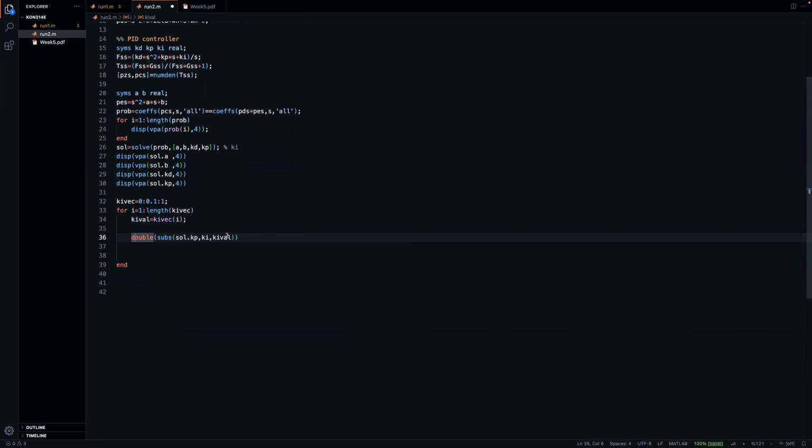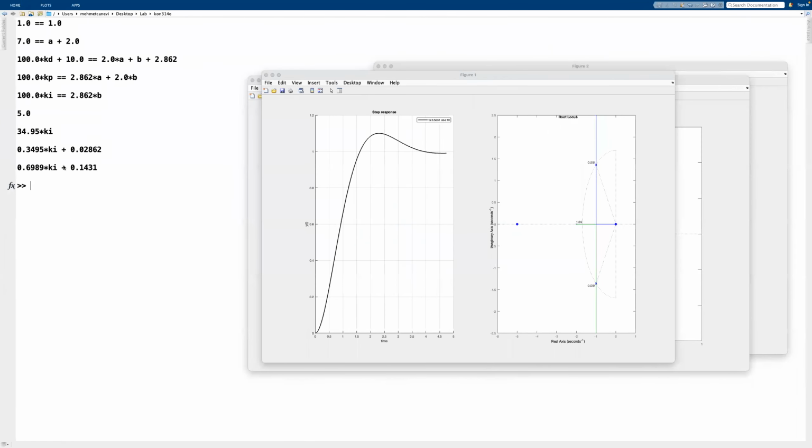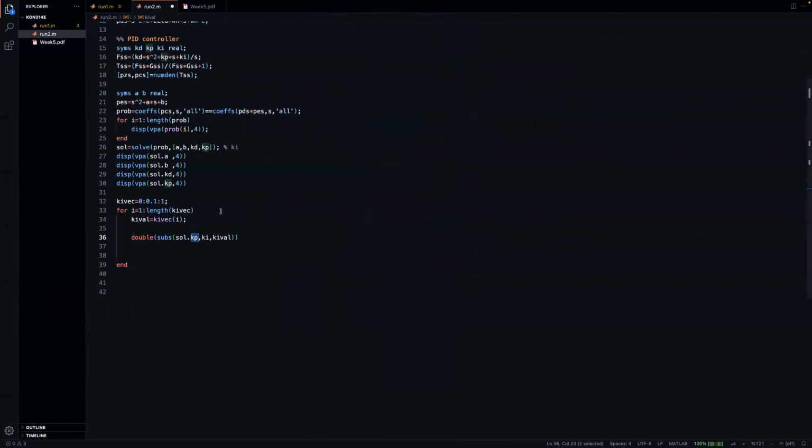And well, I'm plugging it into kp because kp is in terms of ki. You can see everything is in terms of ki. So I'm going to substitute all ki's with a numerical value. Convert it into double because I want to have numerical values. I might want to call it kp val because that's what it is. And I might want to copy this for kd and kd val.